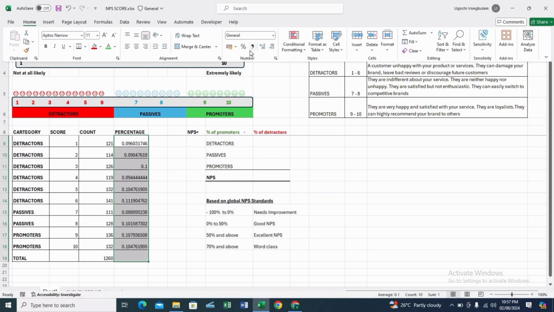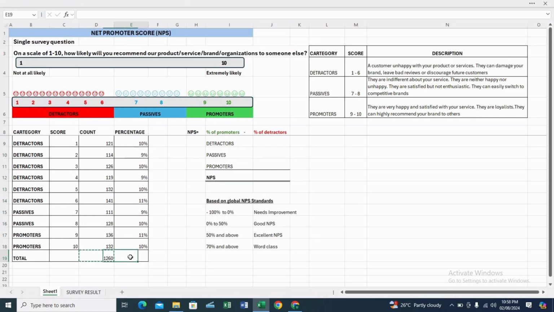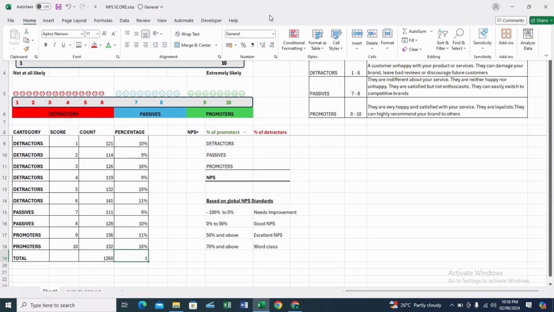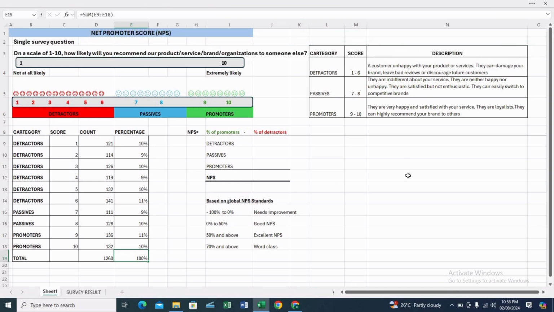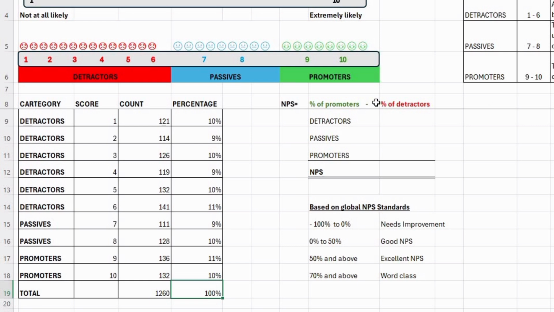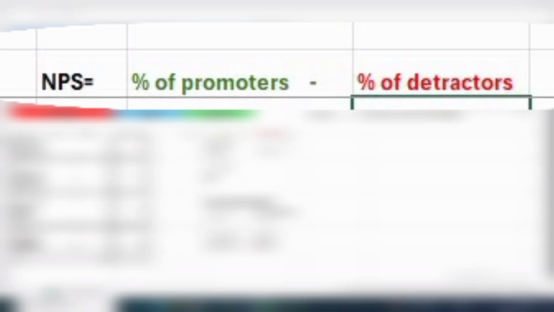Then change the format to percentage and also get the total, to give us the total of 100%. The next thing for us to do now is to calculate the net promoter score. The formula for calculating the NPS is the percentage of promoters minus the percentage of detractors.